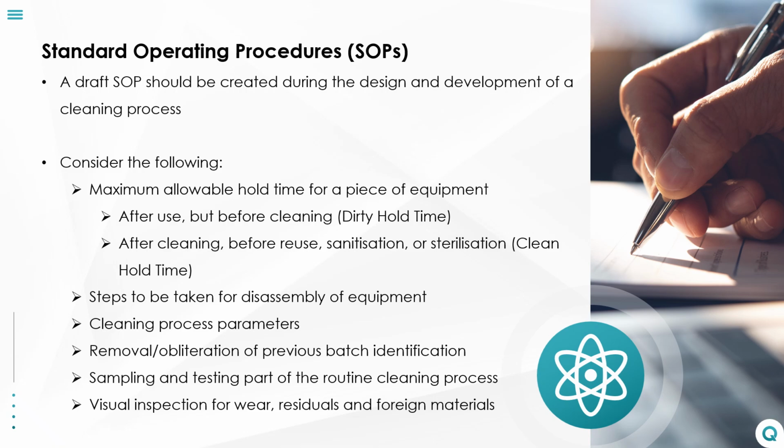The steps to be taken for disassembly of equipment for cleaning and inspection, the cleaning process parameters such as the cleaning agent, concentration, temperature, and durations of cleaning, the removal or obliteration of previous batch identification such as removing the previous batch markings, the sampling and testing aspects of the routine cleaning process, and the visual inspection for wear, residues, and foreign matter to ensure compliance and product safety.